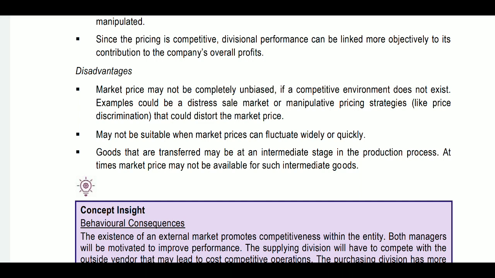Next, goods that are transferred may be at an intermediate stage in the production process, and a market price may not be available for such intermediate goods at the time of transferring. So these are the three disadvantages. When a monopoly is there, it will distort the market price. Where prices fluctuate widely or quickly, it will affect the method. And it is not suitable when goods transferred are at an intermediate stage in the production process.